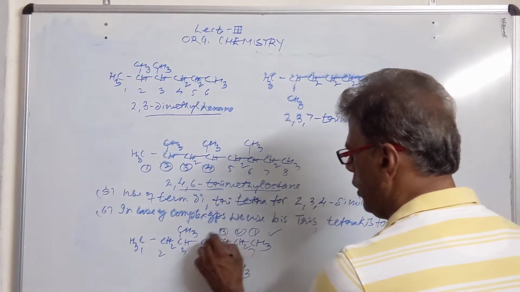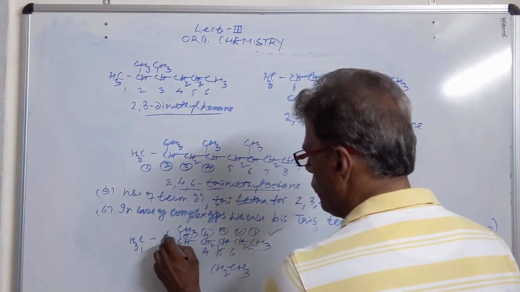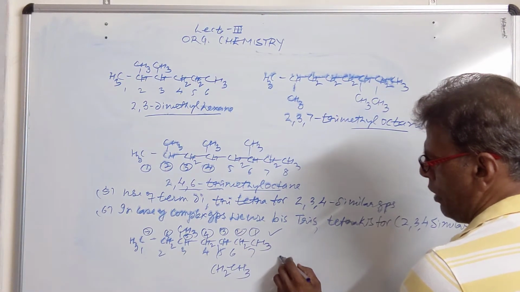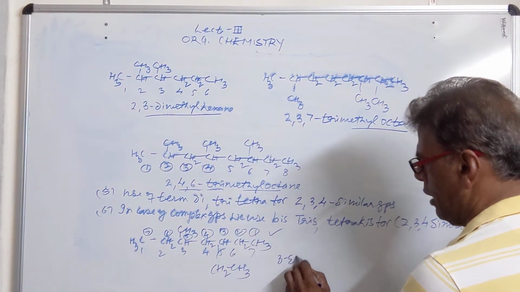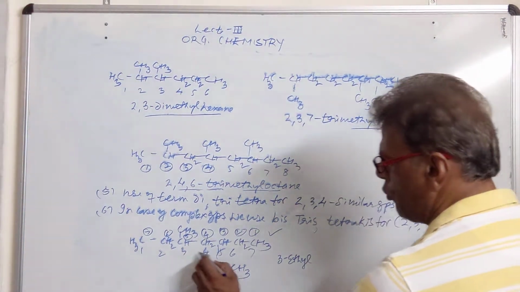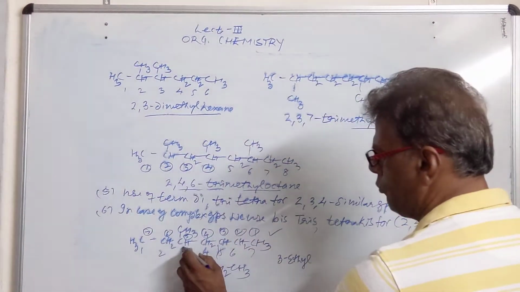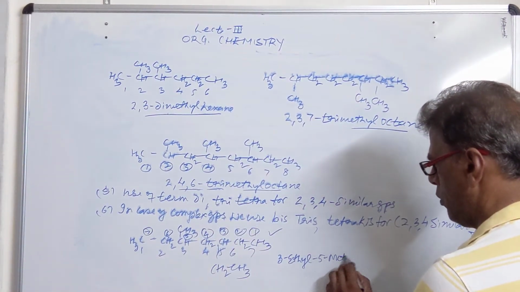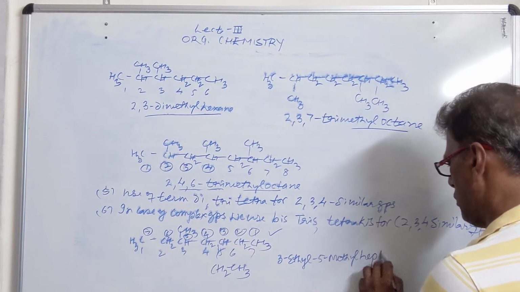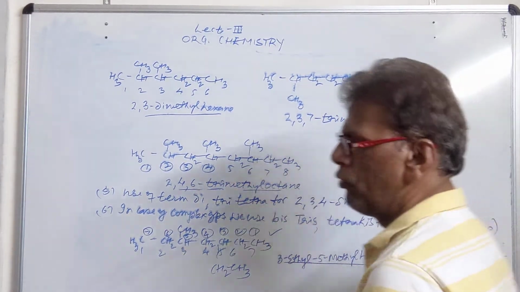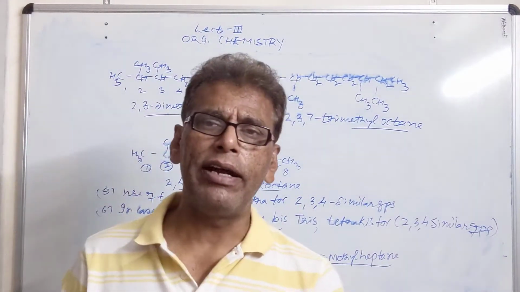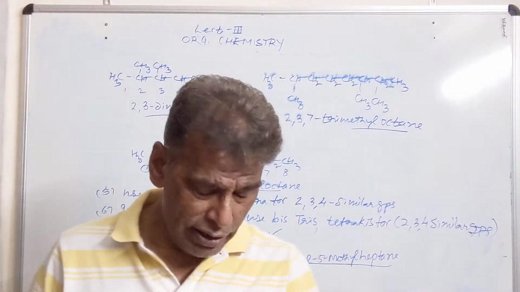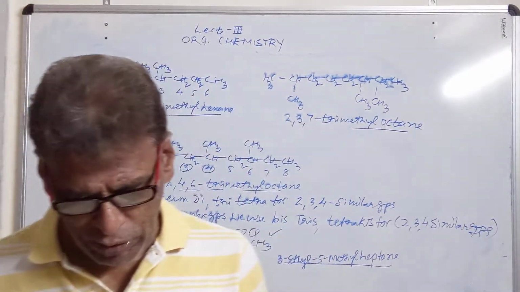1, 2, 3, 4, 5, 6, 7. So this is 7 carbon system, and carbon number 3 contains ethyl, 3 ethyl. Carbon number 5 contains methyl, 5 methyl, and 7 carbon system, it will be heptane. So if the 2 alkyl groups, they are different and they are at equivalent position from both ends, then the group which comes alphabetically earlier, it is given preference during the numbering.